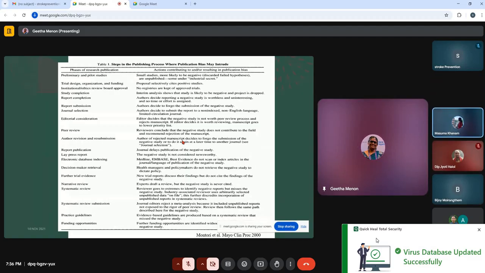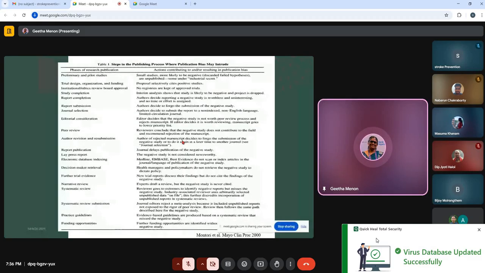Okay. So there are various stages during a research process when there could be reasons for publication bias.